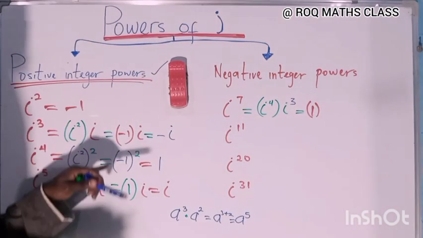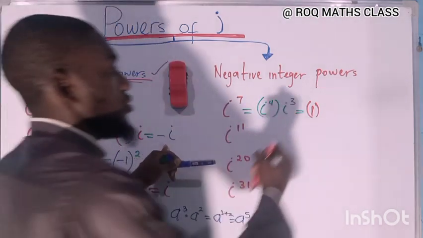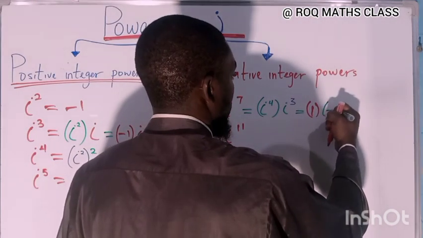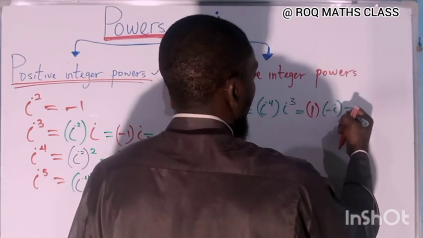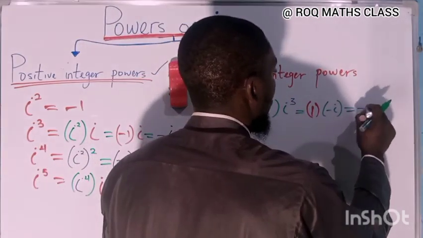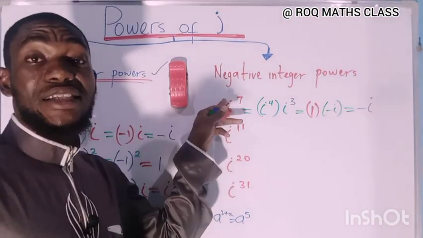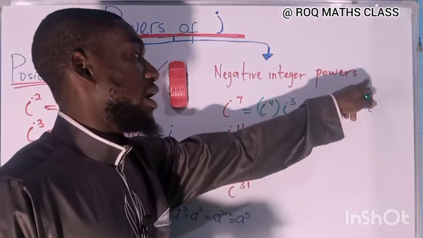What about iota raised to the power of 3? Iota raised to the power of 3 is the same thing as minus iota. So this is the same thing as minus iota, and 1 times minus iota is the same thing as what? Minus iota. Therefore, iota raised to the power of 7 is the same thing as minus iota.